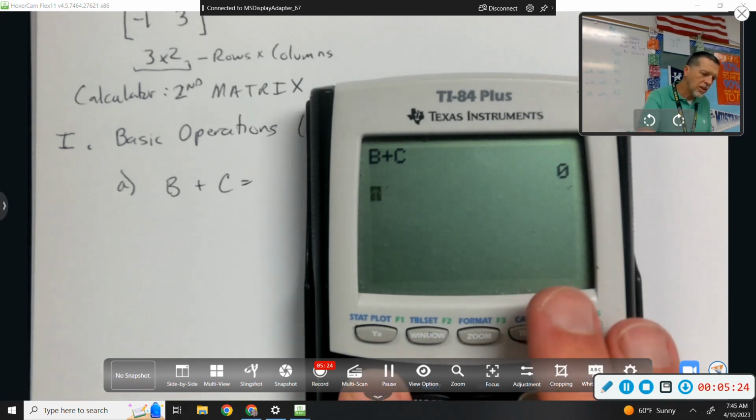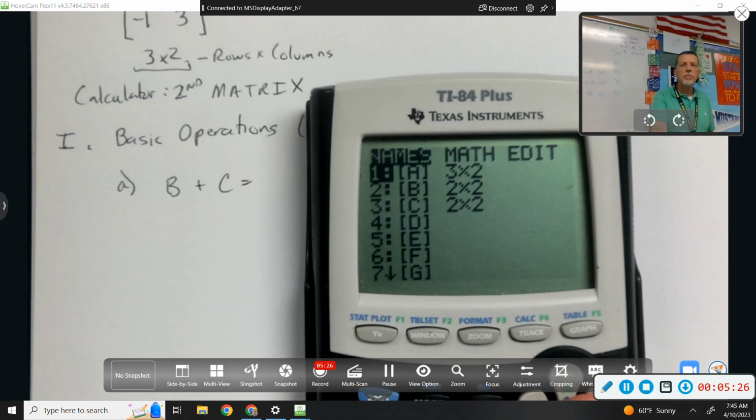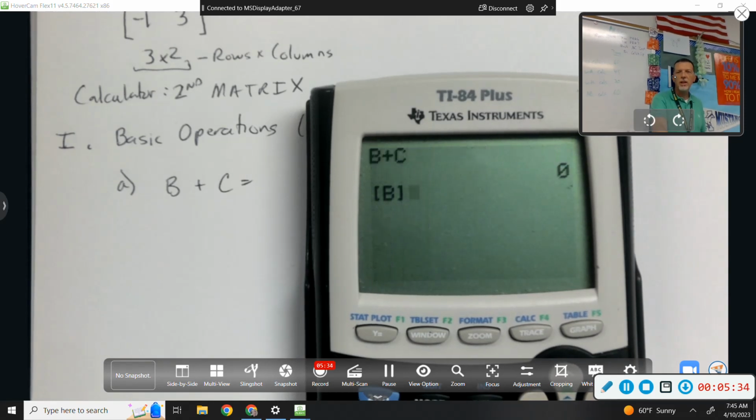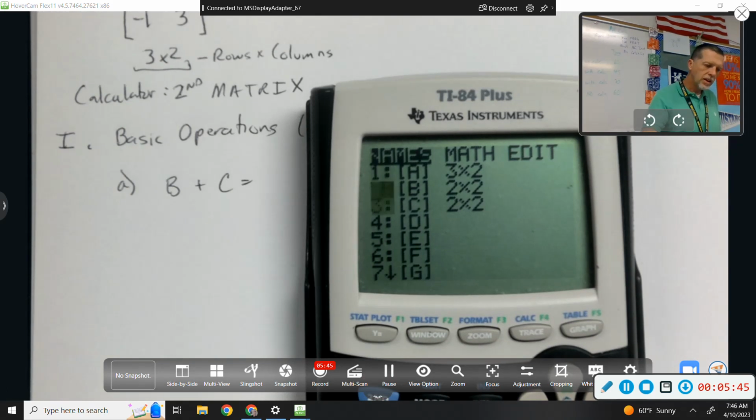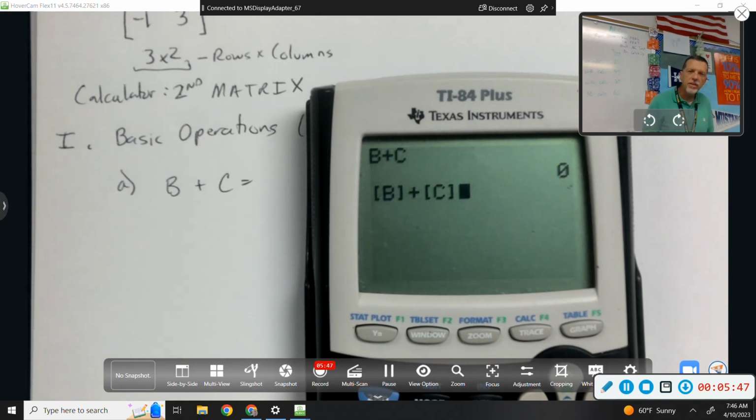So go to matrix. And now we don't want to edit B or C. We want to use them. So we'll just use the names and go down to B and hit enter. And then you know it's a matrix because it has the brackets around it. Plus, and then go get matrix C. So the B plus C, press enter, and there's B plus C.